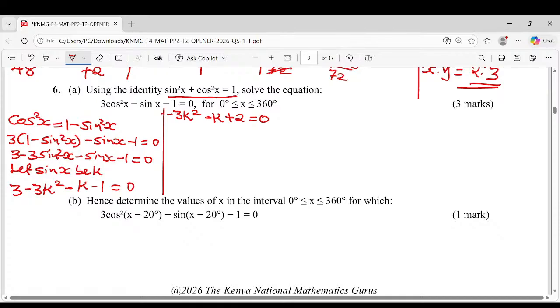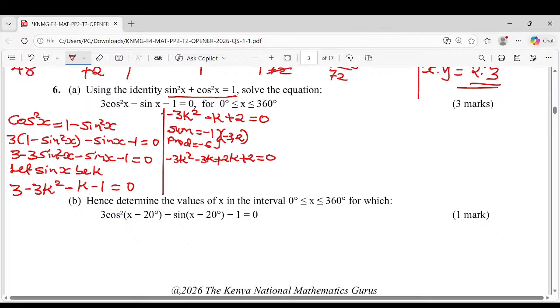I'm looking for two numbers such that the sum is negative 1 and the product is negative 6. So let us look for the numbers such that the sum is negative 1, the product is negative 6. The two numbers are negative 3, 2. That way, this will be now minus 3k squared minus 3k plus 2k plus 2 is equal to 0.